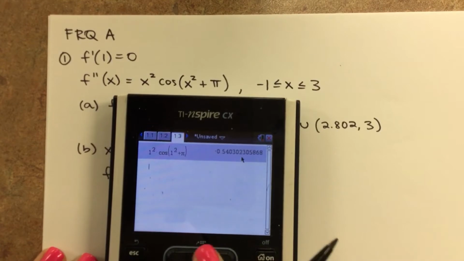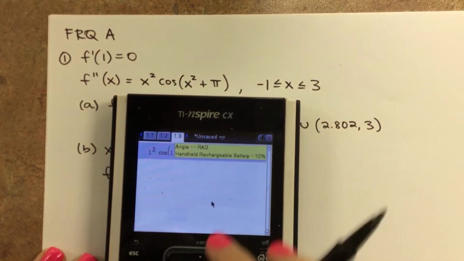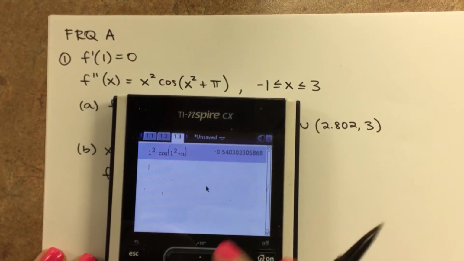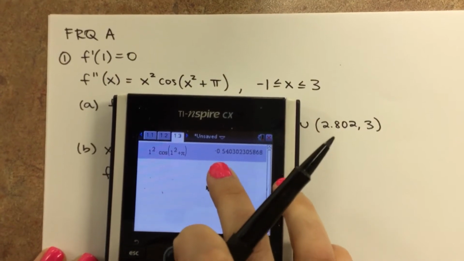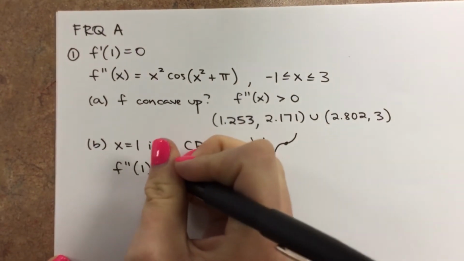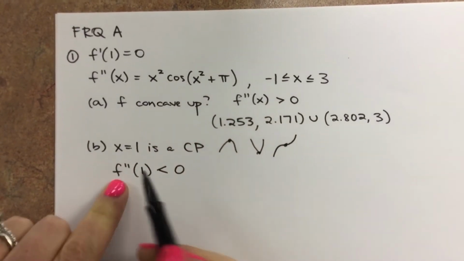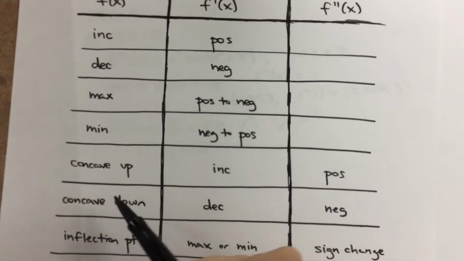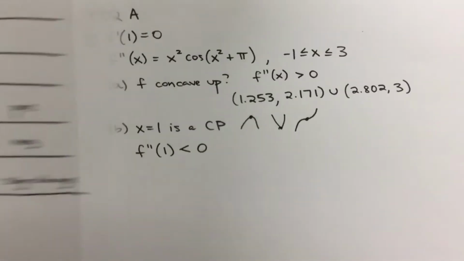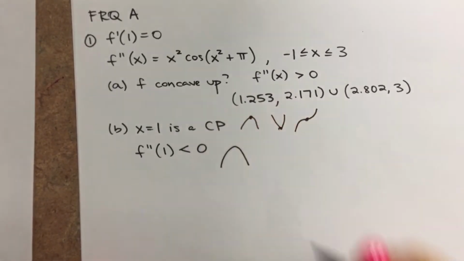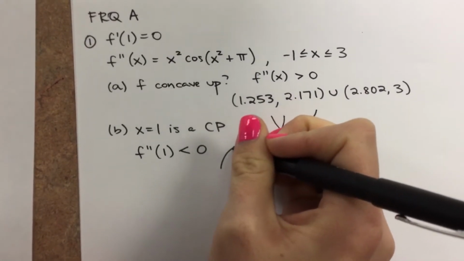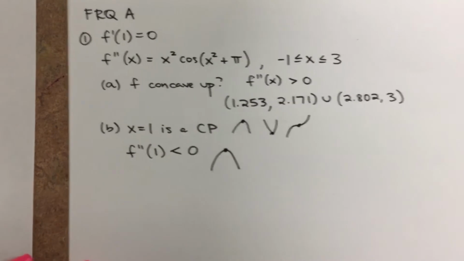Confirm that we are still in radian mode. We are. So we get this value right here. Okay, oh, there we go. Negative 0.540. The value itself does not matter. The important part is that it's negative. So negative second derivative means that your graph is concave down. So what we know is that our graph is concave down and the derivative is equal to 0. That makes this a maximum.